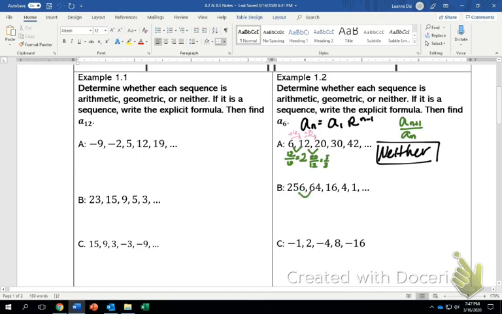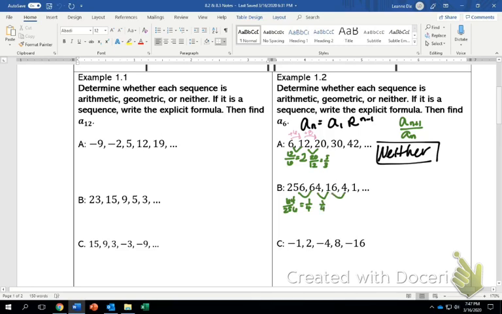All right? Take 64, divide it by 256. And I know that 256 is bigger, but remember the process is you take the second and you put it over the first. So that's why 64 has to go on top. And when we do this, we can reduce it down to 1/4. Same thing again with our next pair. 16 divided by 64 is again going to be reduced to 1/4.